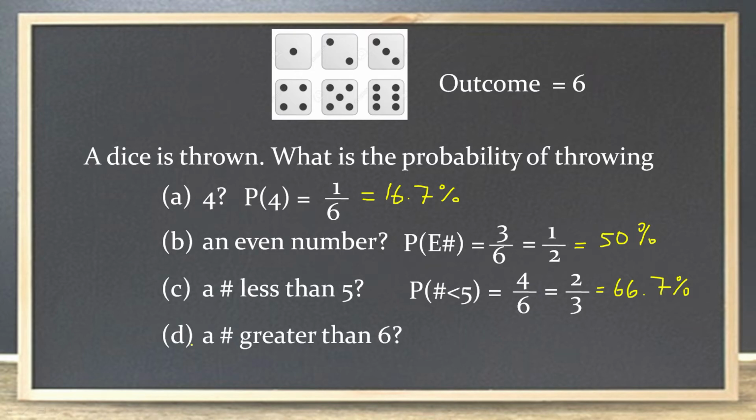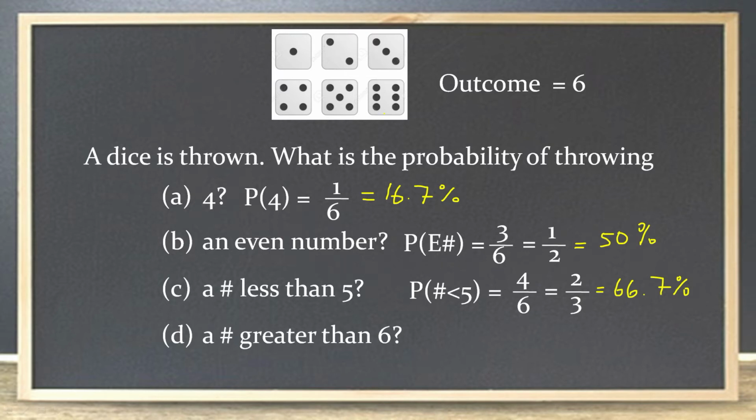Let's look at D, a number greater than 6. Now, in how many ways can we obtain a number greater than 6? In fact, there is no possibility because on the die, the highest number we have is 6. So numbers that are greater than 6, like 7, 8, and going upward, it's not possible that you will throw a single die and obtain any number greater than 6. So the event actually is 0 because that does not exist.